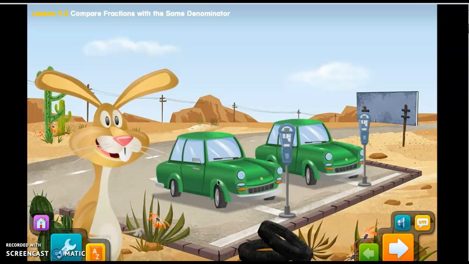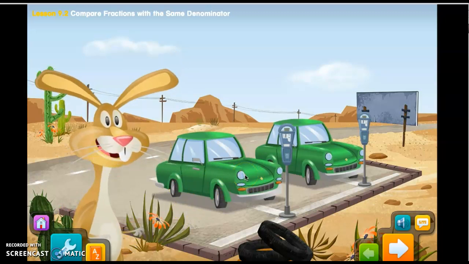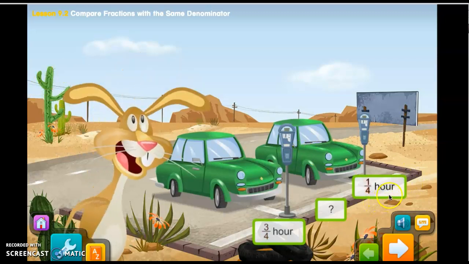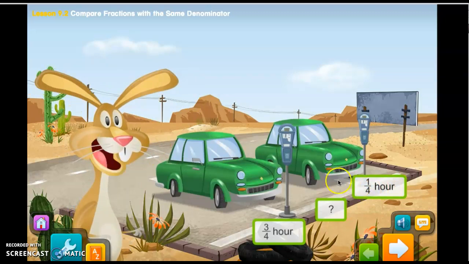Hi there. Welcome to the parking lot. And look at these two colorful cars. Click a parking meter to see how long each car has been parked here. This car has been parked for 3/4 hour, and this car has been parked for 1/4 hour. Which car do you think has been parked here for a longer time? I think we can find that out by comparing these fractions. Let's use models to compare fractions with the same denominator. That'll help us answer the question. Come on, let's find out how to do that.